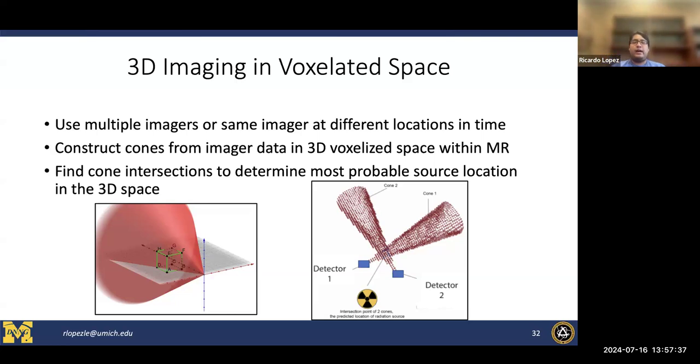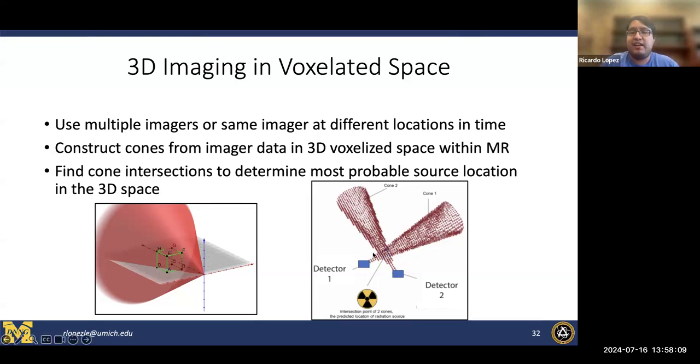So what we are doing is working on an algorithm that makes use of data from multiple imagers, or from the same imager doing measurements at different points in space. We are again able to construct cones from the imaging data. But instead of projecting them onto a spatial mesh, we project them and intersect them with a voxelized space in the mixed reality environment.